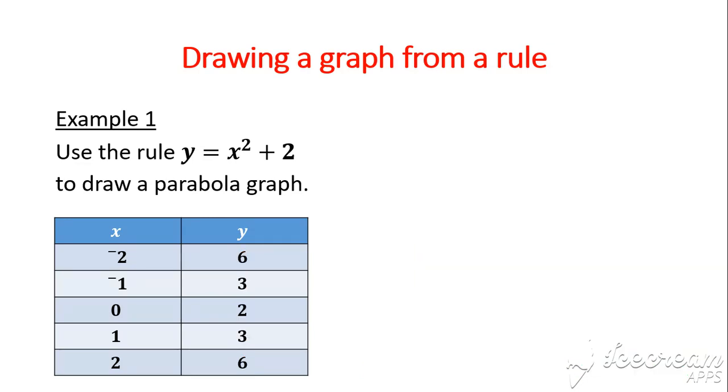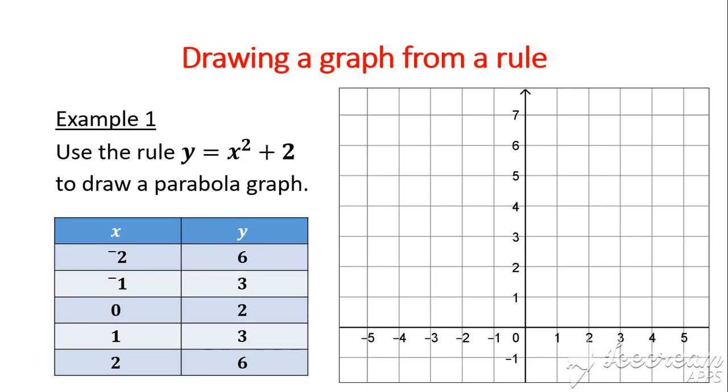Right, now we've got our table set up, we're ready to go in terms of plotting points. So let's plot the points: -2, 6; -1, 3; 0, 2; 1, 3; and 2, 6. Now you'll notice it's not a straight line graph. We did those for quite a few videos before, but this is a parabola, so you don't need a ruler.